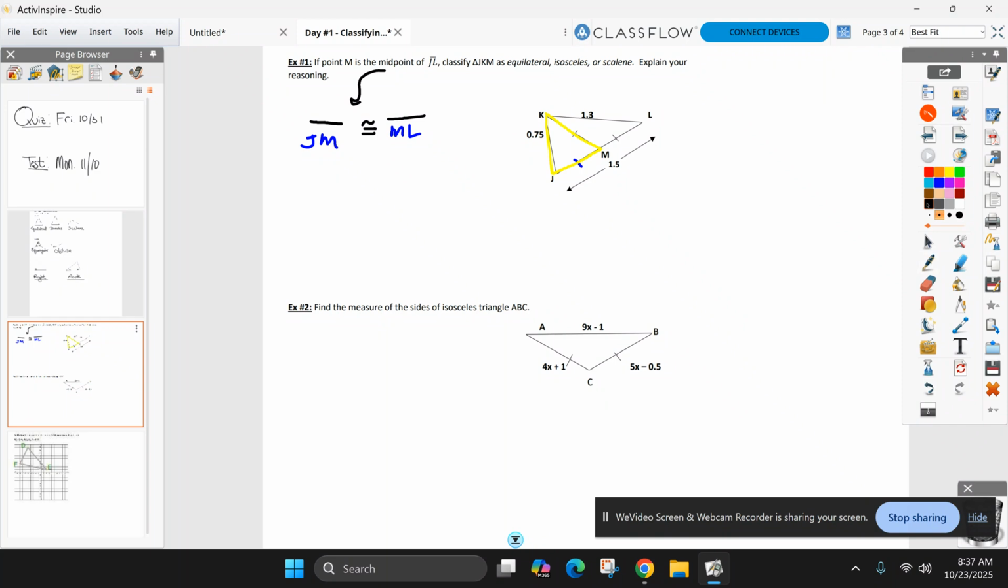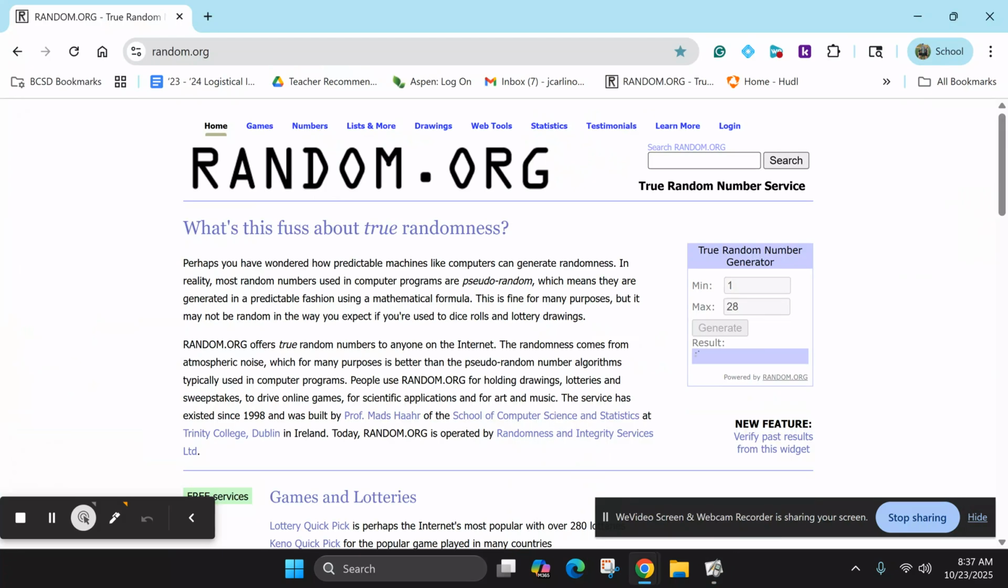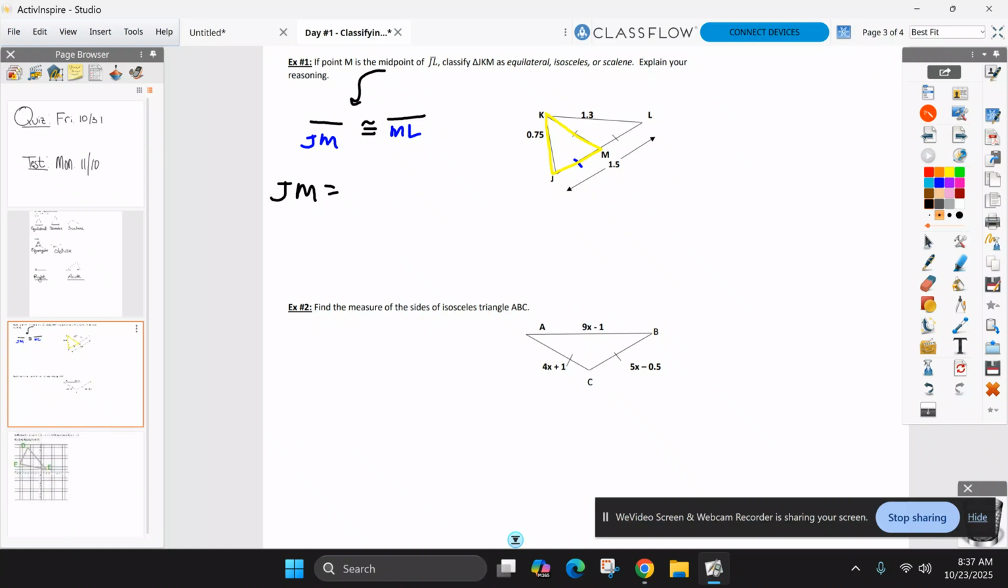Let's start with side JM. I don't want to know the length. Explain to us how you're going to find the length of JM. How do you find the length of JM? There we go. Cadence, how do you find JM?